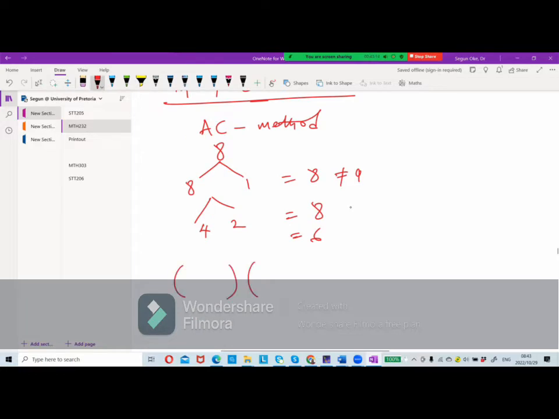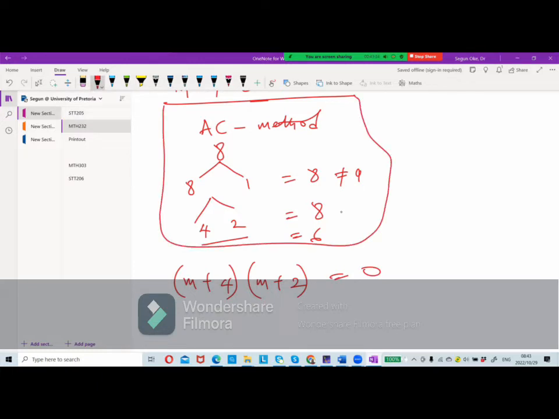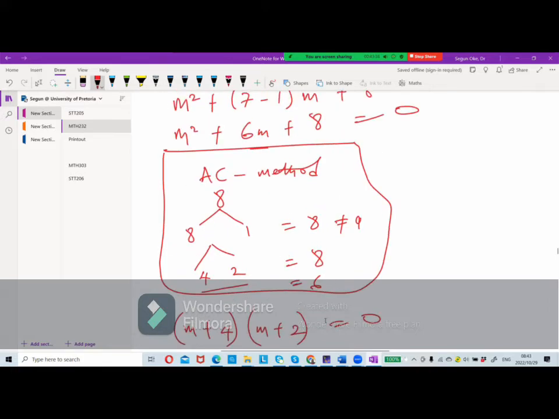So factorization, just open the two brackets like this. You know m is squared, m is there. Now, these two are positive. That is positive 4, positive 2. So that is what they ask you to do. Everything now equals 0. We continue from it. That's what we are doing.